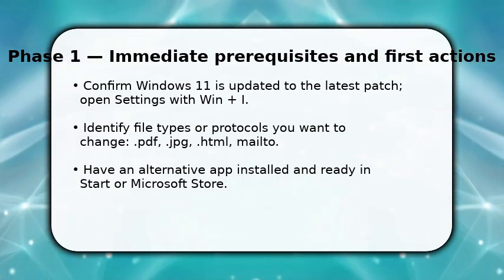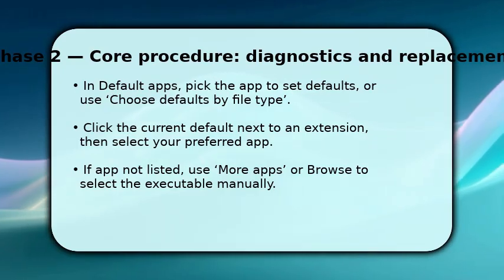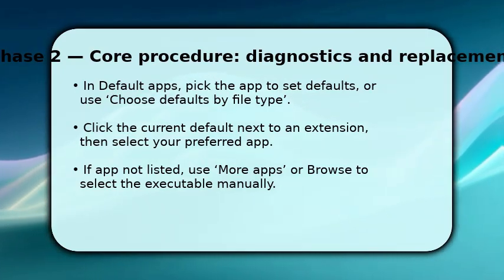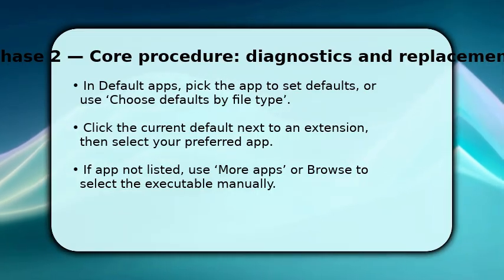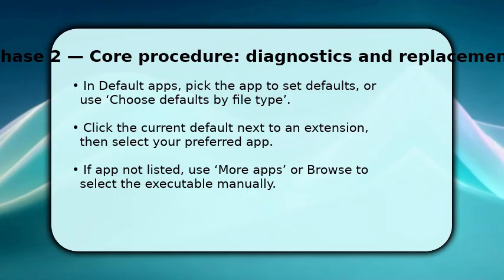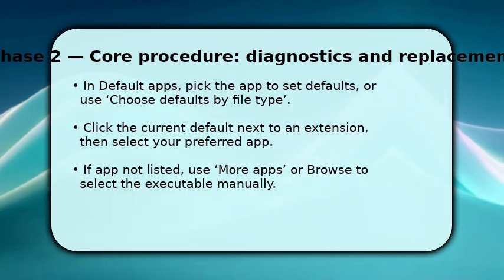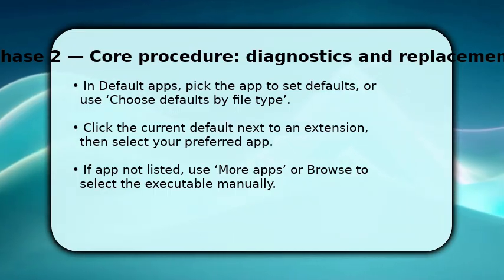Now you change mappings. In Default apps, pick either the specific app or use Choose defaults by file type to act on many extensions. When you click a current default, a dialog appears. Select your preferred program and confirm. If it's missing, choose More apps, then look for another app on this PC to point to the exe. This tells Windows exactly which program to use.